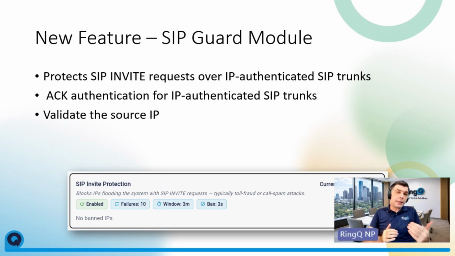So we authenticate the source IP. Who is actually sending the request? Is it a device connected directly onto the PBX, or is it someone connecting from outside and using us as a proxy? We do an ACK authentication for those IP authenticated SIP trunks as well. So it's a whole proper way of communicating. And if someone tries to circumvent that protection, we will put them into the jail ban for the listed time.